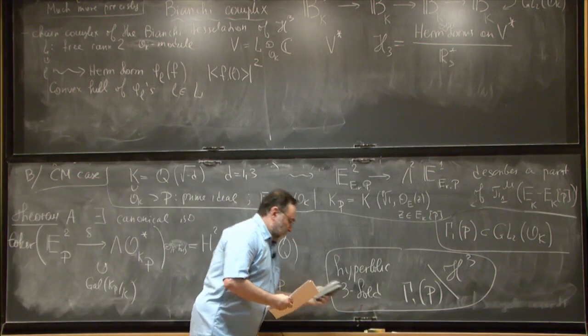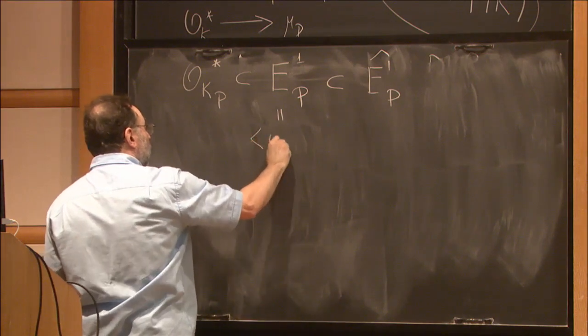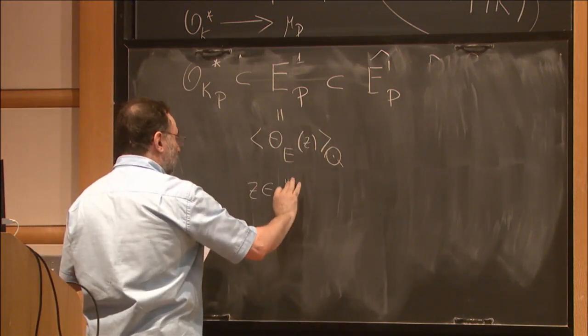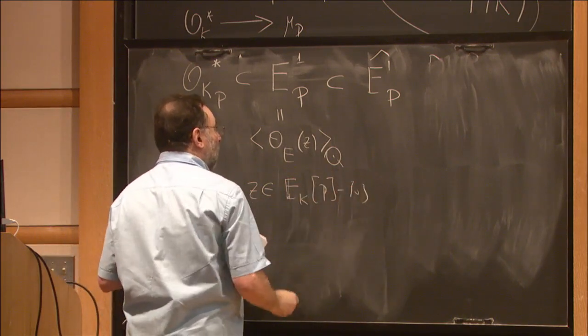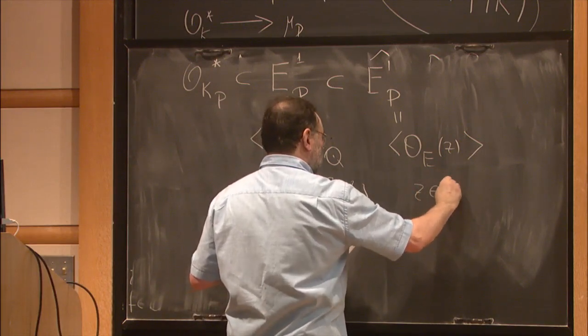Okay. So before I proceed to the statement, let me introduce a little bit more data. So we have these elliptic units. We have these units of K_p star, but they sit in a slightly bigger abelian group, a Q vector space, which I denote this way. And this sits even in a slightly bigger space, which I denote by that. Now, this one is just spanned by all theta_E of z over Q, where z belongs to the p-torsion points of the elliptic curve minus 0. And this one is spanned by all of them, so z belongs to E_K of p.